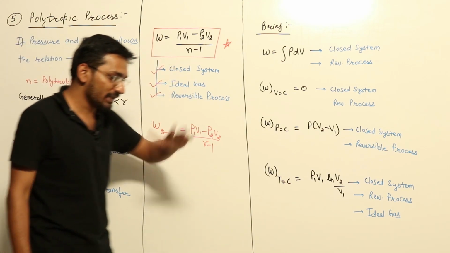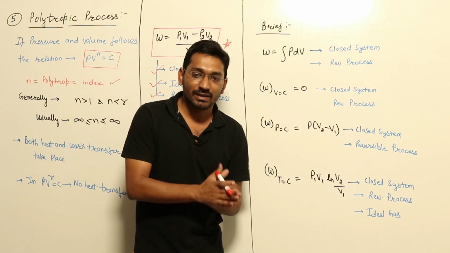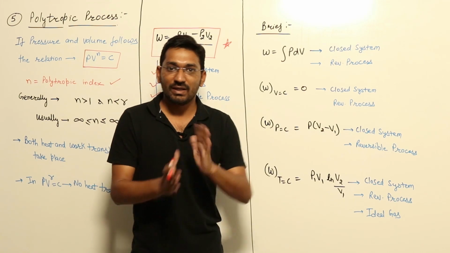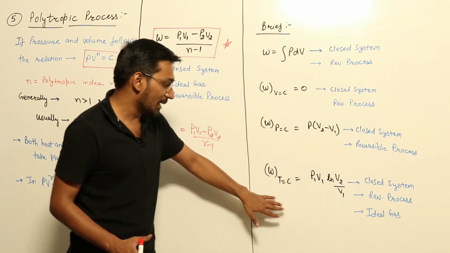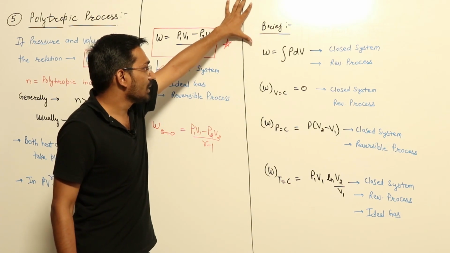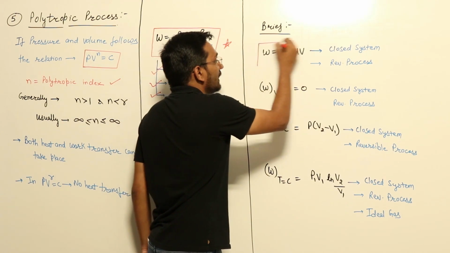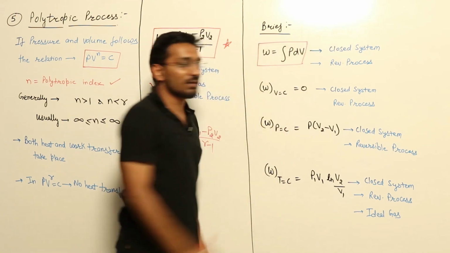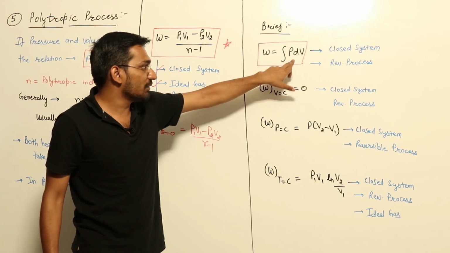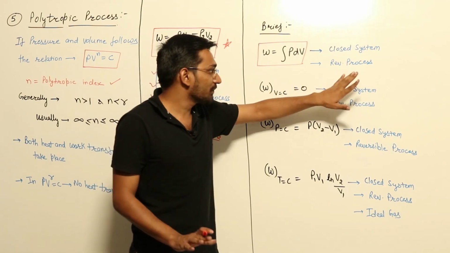So these 5 processes we discussed in thermodynamics: the work transfer, or work done by the system or on the system, if the system is closed. So we discussed 5 different types of process. Now let me briefly summarize this discussion. We see that work done is equal to the integration of PdV. This is the generalized formula. The assumptions for using this are a closed system and a reversible process.